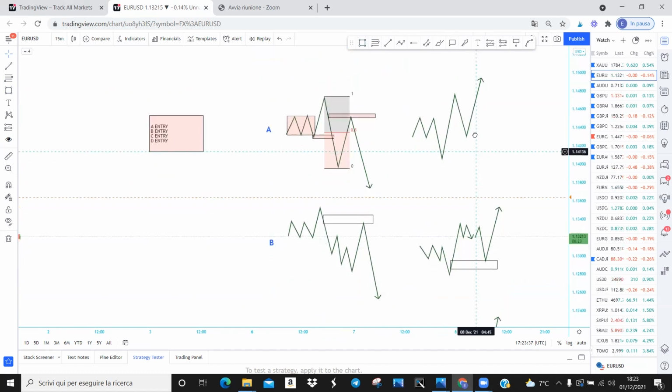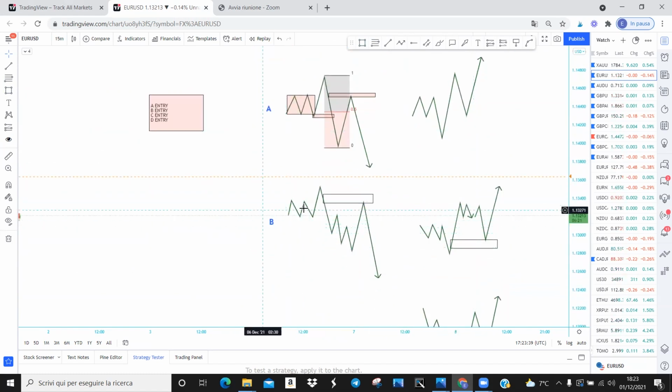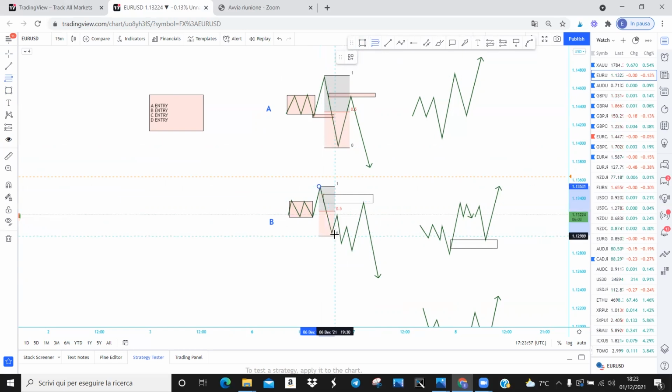Now, still B setup, B entry, is pretty similar. It is basically the same thing where we have consolidation, liquidity grab. We go to the downside. Going to the downside, we never reach back premium to sell, and we create trendline liquidity or some type of liquidity. In this case, it's trendline liquidity. We grab it, come back, and continue to the downside.